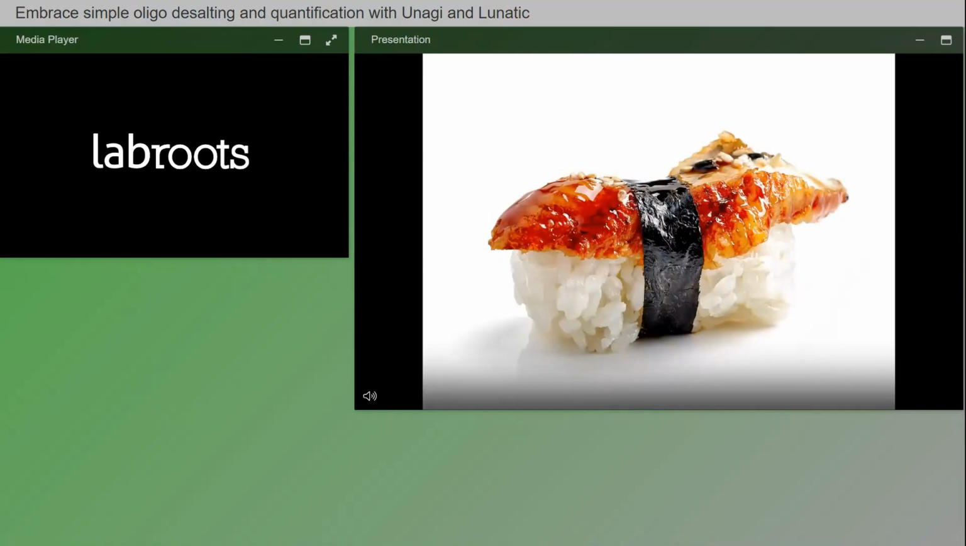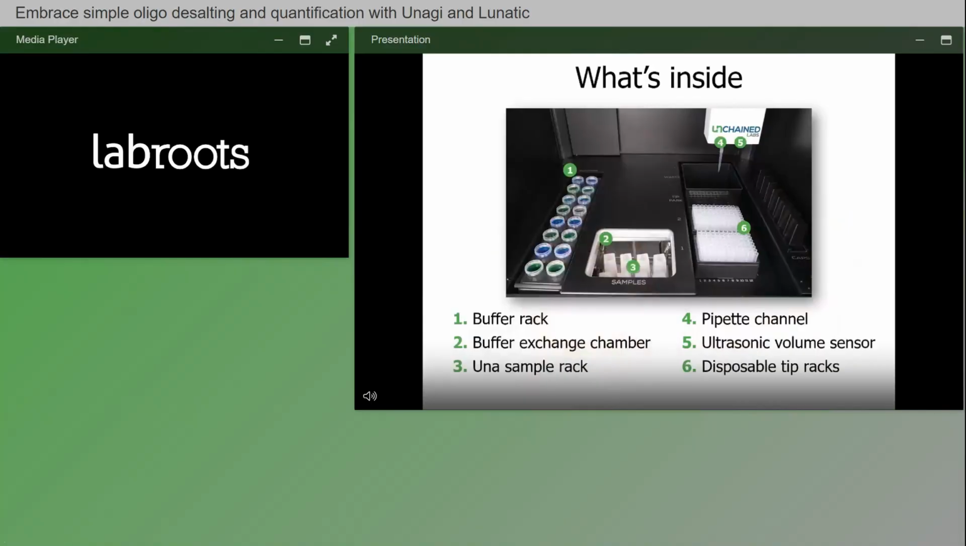Okay, so let's get back to how we can use Unagi and get to the Unagi of our dreams, and what we're trying to actually get to with our nucleic acid process. What's inside of Unagi is a buffer rack of samples, a buffer exchange chamber where we're going to do that positive pressure and run our nucleic acid samples, that UNA sample rack with 8 UNAs. Unagi is able to pipette samples with a pipette channel and also has an ultrasonic volume sensor. And then we're, of course, using multiple tips. So you have tip rack and waste bin inside.